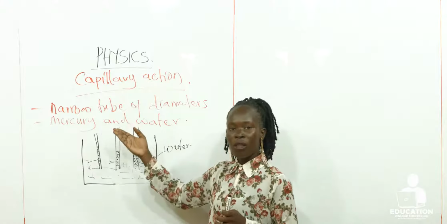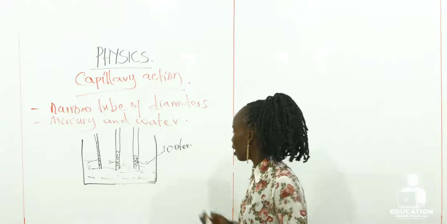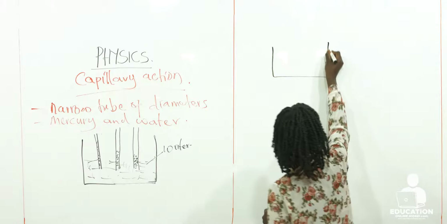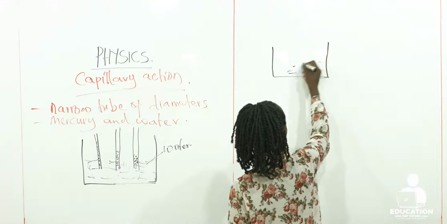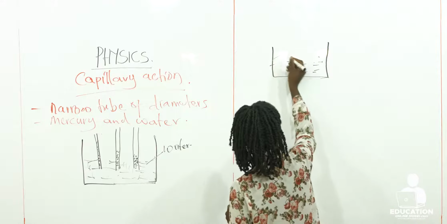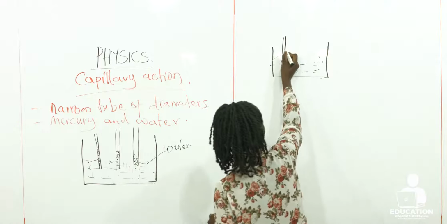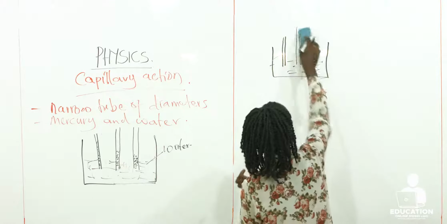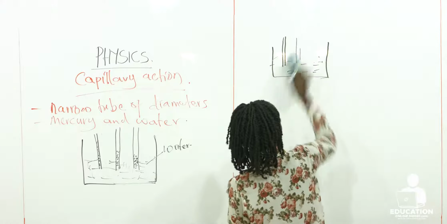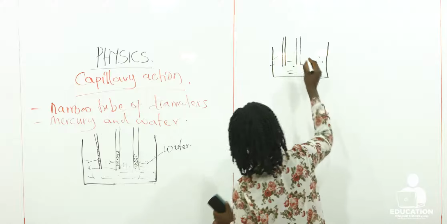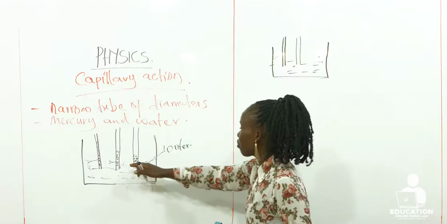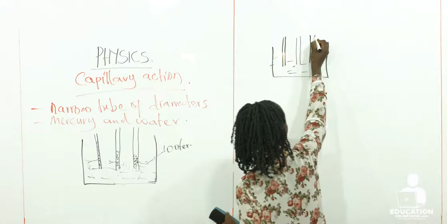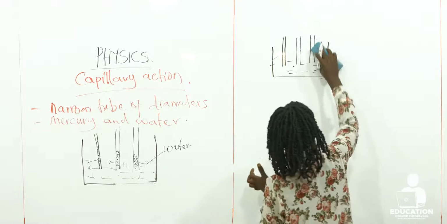What of the fall? For the fall, we can use any other liquid like mercury. So if we have a basin of mercury, we are going to dip our tubes inside also. These tubes should be the same tubes you used here. You just remove them from there, dry them up, and dip them in a different liquid.